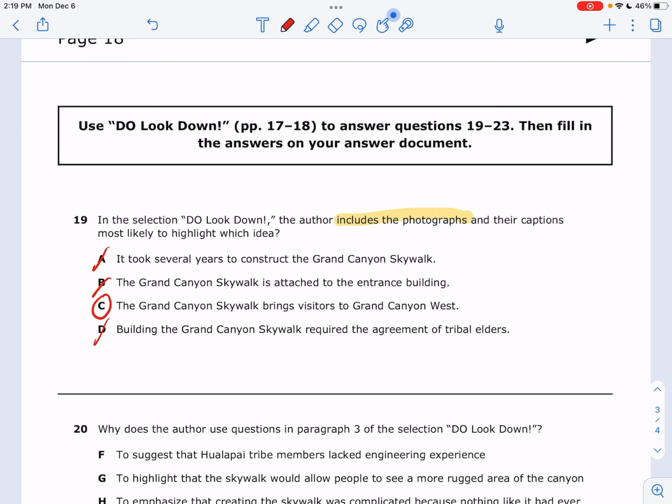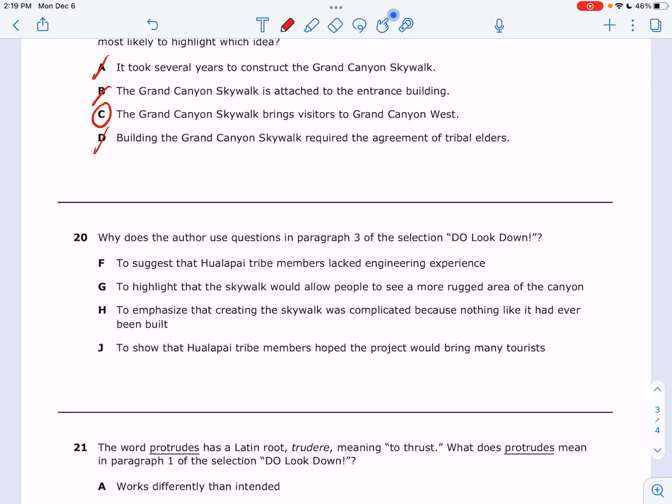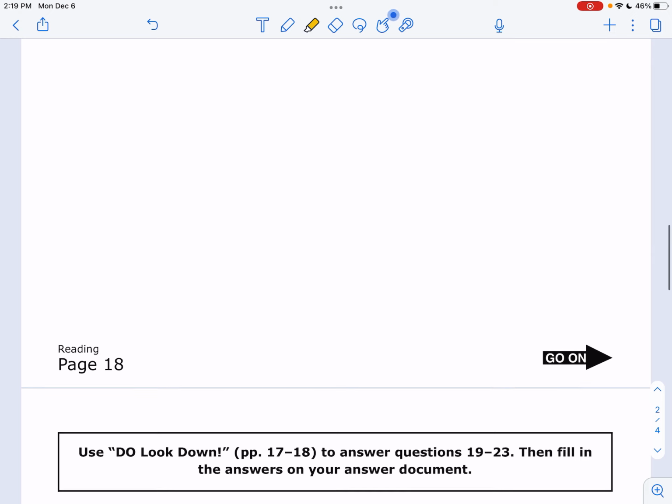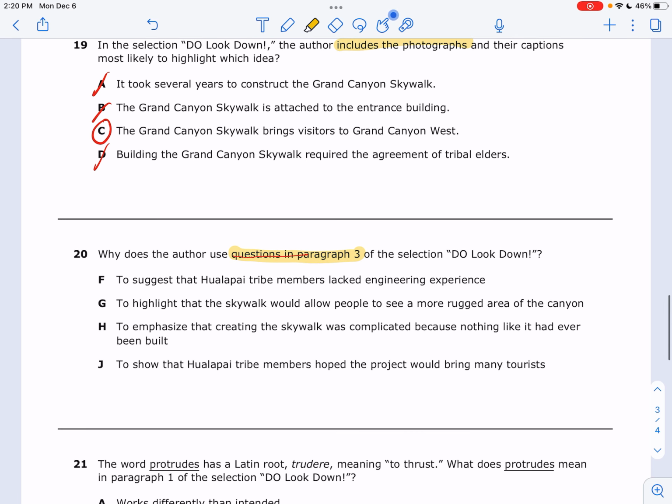Okay. Moving on to the next question. Question 20. Why does the author use questions in paragraph 3 of the selection do look down? So it's looking at questions in paragraph 3. So why does the author do that? So let's go back to paragraph 3 and let's see what it is that we are talking about. So paragraph 3, I'm looking, it talks about the design work. They had to ask themselves, how could it hold weight? Would wind be a problem? What should the walkway look like? So why would they ask questions?